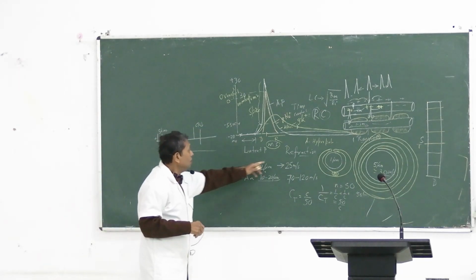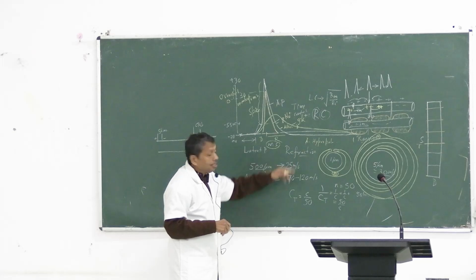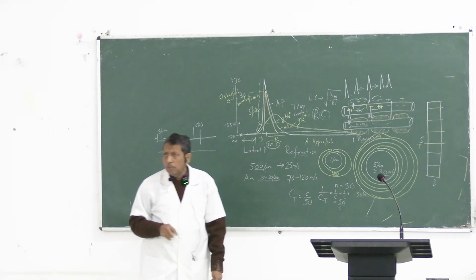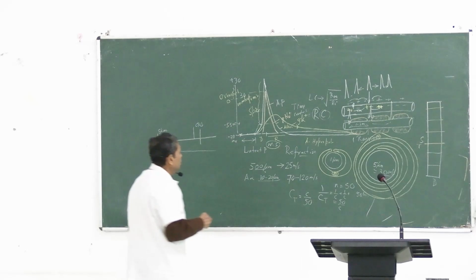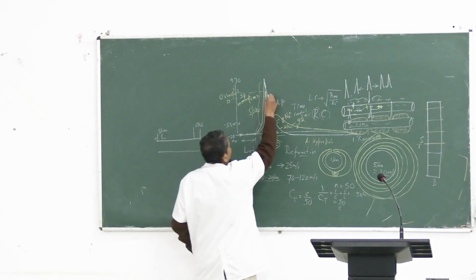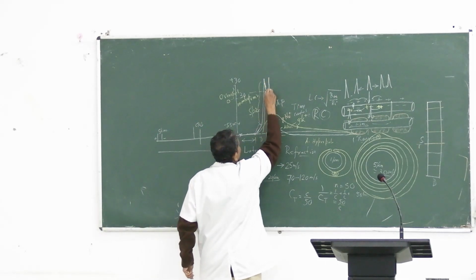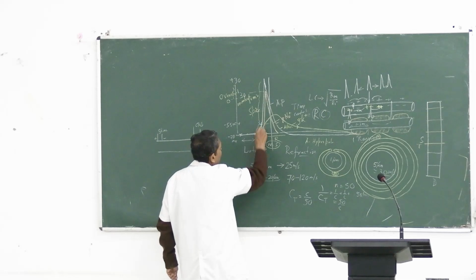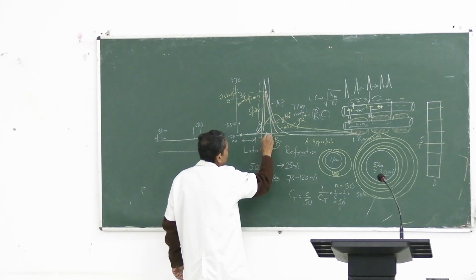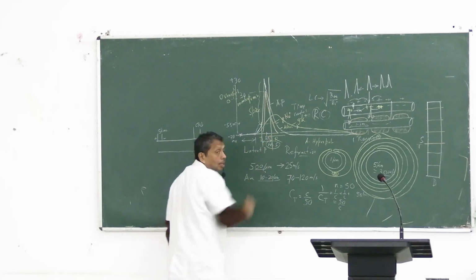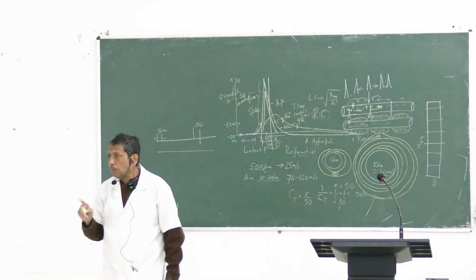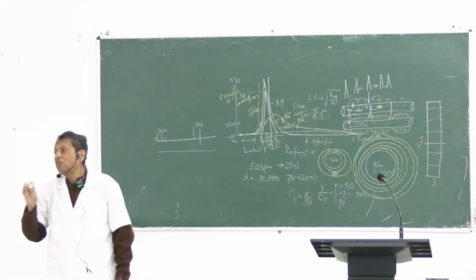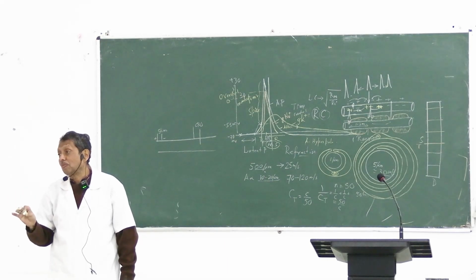Now refractory period is asked in the examination: absolute refractory period and relative refractory period. Suppose up to roughly 1/3 of this action potential from the firing level, if you consider, then it is the absolute refractory period. From the firing level up to 1/3 of the repolarization is the absolute refractory period.